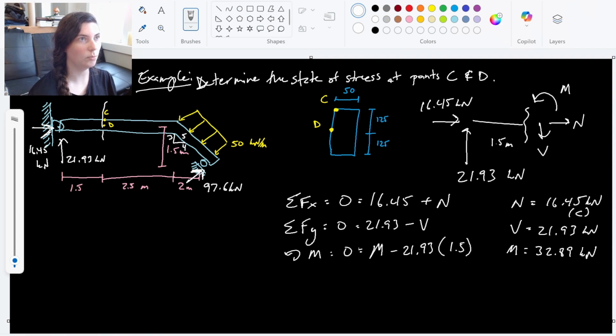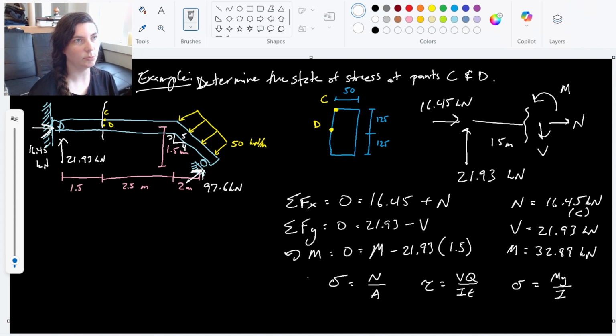So I've got the normal stress, which is the normal force over area. I've got the shear stress, which is VQ over IT. And I've got the bending moment stress, MY over I. Right, no torsion here. Just my other three common stress equations that we see.